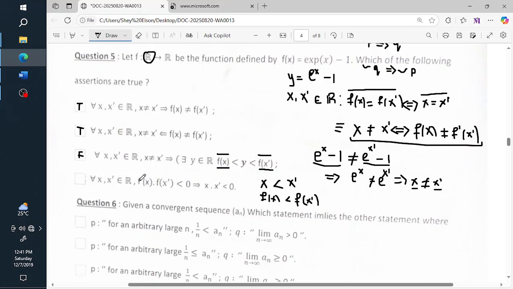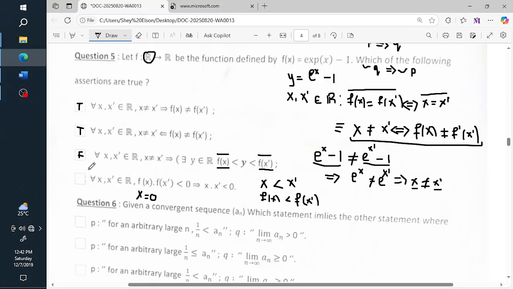Because if f of x times f of x prime is less than 0, it does not mean that x times x prime is also less than 0. Yes, it does not mean that. Because let me take for example, for this last part, let me take x to be equal to 0. In fact, just taking x to be equal to 0 already spoils everything.